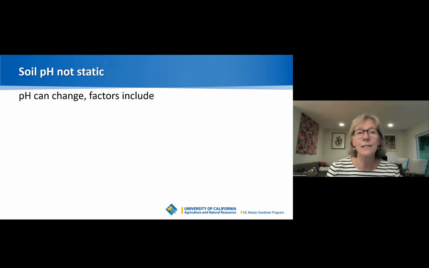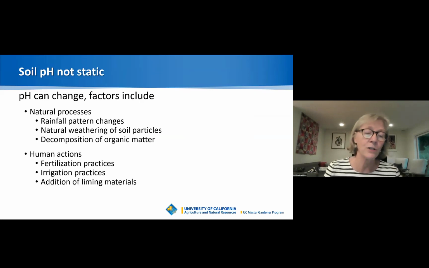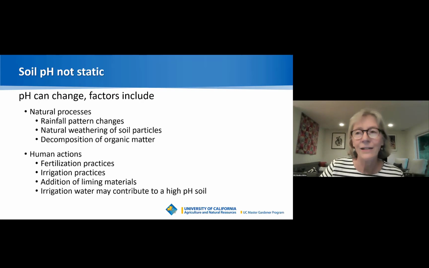The soil pH is not static. Factors that might cause it to change include natural processes such as rainfall pattern changes or natural weathering of soil particles or decomposition of organic matter, and also human actions. Fertilizing practices, irrigation practices, and amending with liming materials can affect the pH. And also irrigation water might contribute to a higher soil pH.